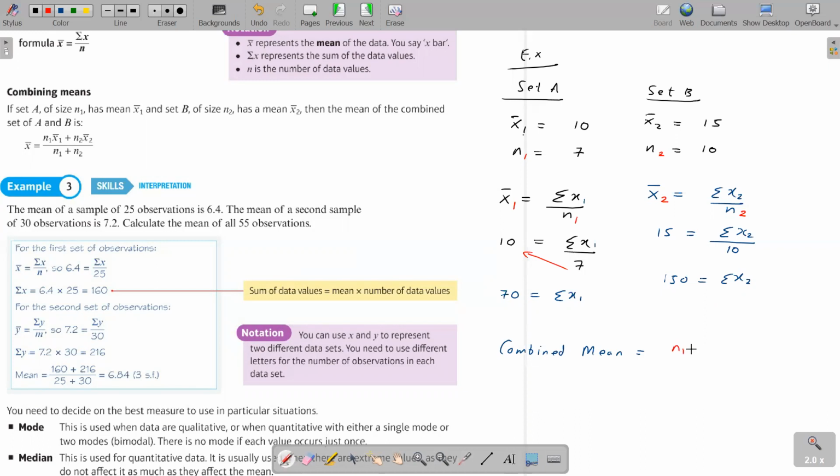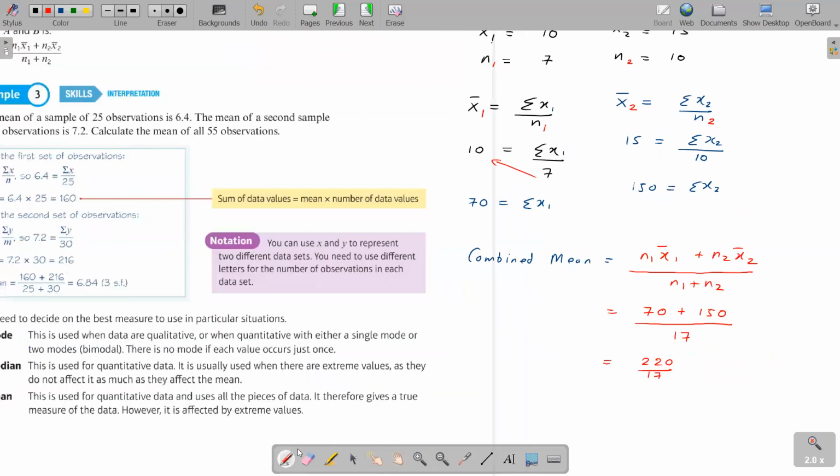Are you with me? N1 x bar 1 plus N2 x bar 2 over N1 plus N2. So N1 x bar 1 value is 70, N2 x bar 2 is 150, divided by N1 plus N2, which is 10 plus 7, 17. And you can get the answer. So how much is it? 12.94. So 3SF, 12.9. Okay, so this is how you use combined mean.